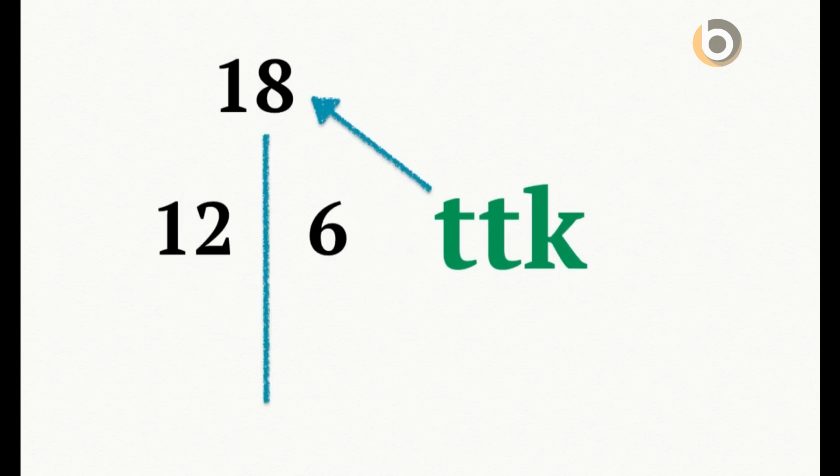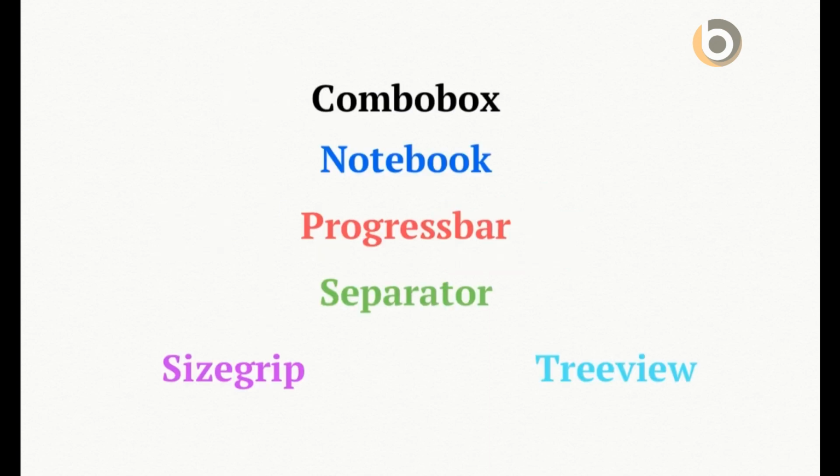TTK is a new module introduced by the Tkinter library. This module has 6 new widgets. So it has a total of 18 widgets, 12 of them are old widgets and 6 of them are new. The widgets in the TTK module give an application a better look and feel. So they are new and they are changed a little bit. The new widgets which we have in the TTK module are combo box, notebook, progress bar, separator, size grip and tree view. These are the 6 new widgets introduced by the TTK module.